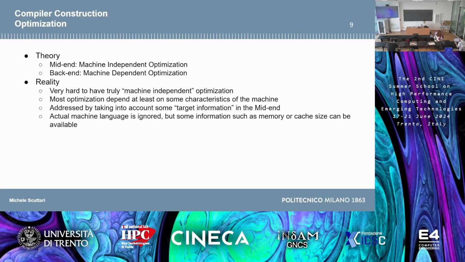Okay, so now we have a picture of the whole compiler, except we haven't optimized a lot. So let's try to see what can be done in terms of optimization. The theory is that you would put the machine-dependent optimization into the backend, where you have all the information about the target, and in the mid-end, all the machine-independent optimization.